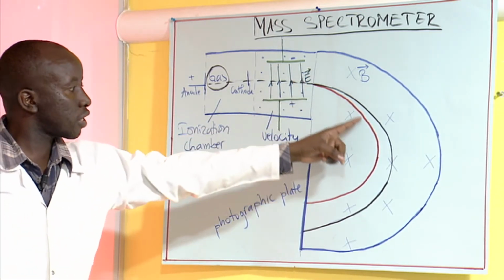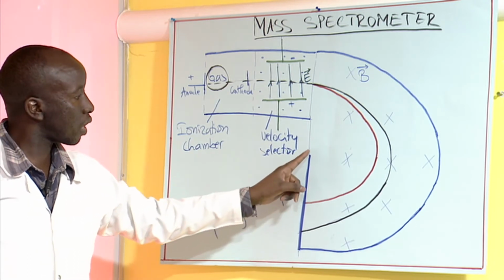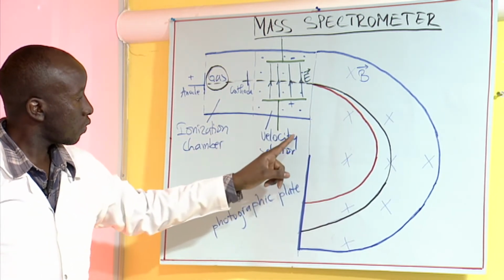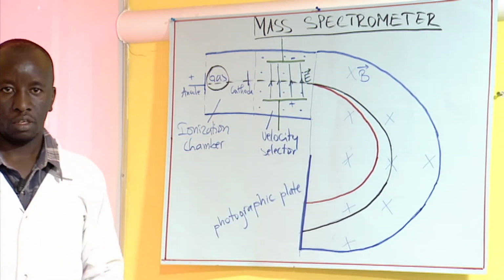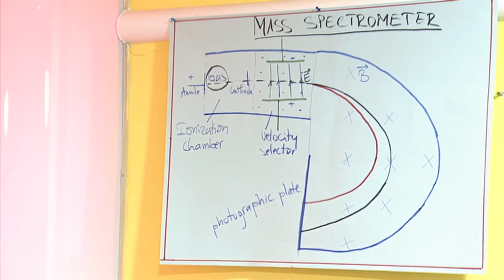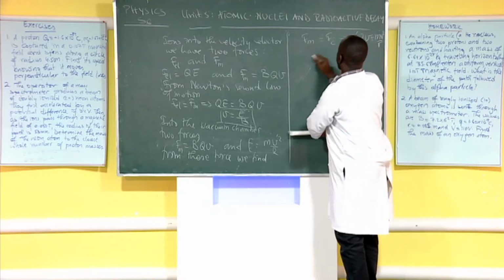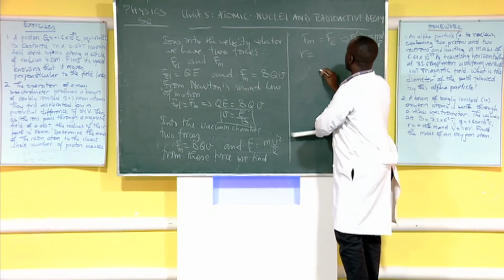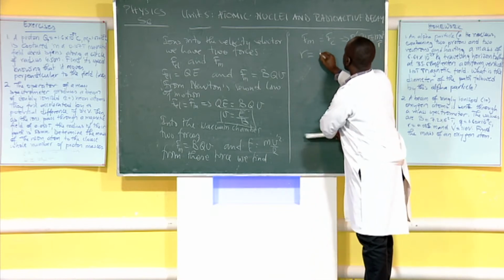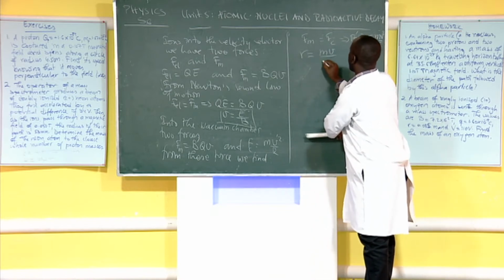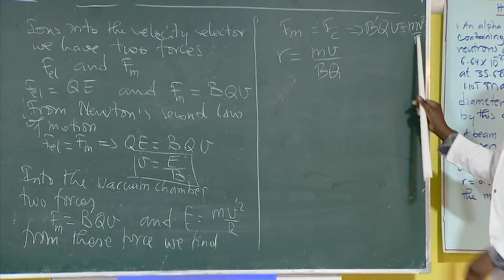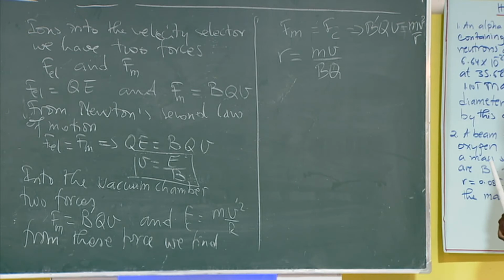Because it is a circular path, and we may have the radius from the center of this, and it is what we now want to determine, right? And then this will give us the radius, which is equal to mV over B prime times Q. So this is what we have as the radius.